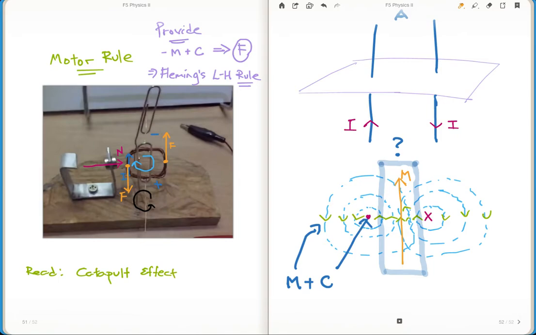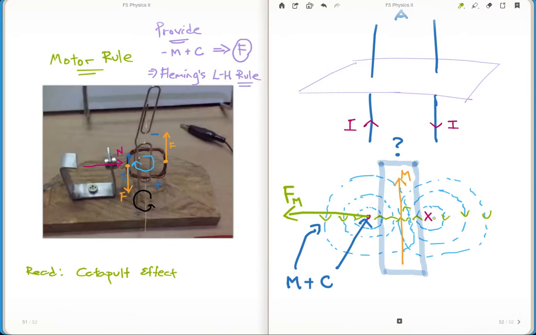M upwards. Current for this left side is pointing upwards, right? So it's towards your eye. Then the magnetic field is upwards. So therefore, the net force, or the magnetic force, from this left side would be to the left. Magnetic force.